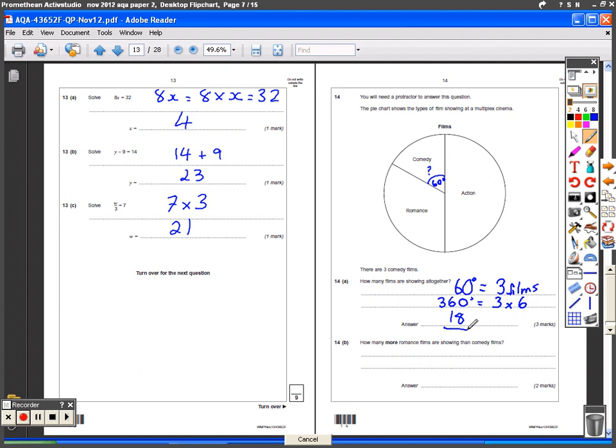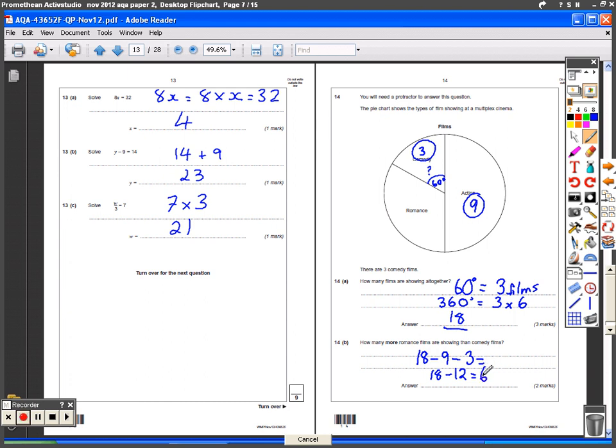How many more romance films are showing than comedy films? So romance, well, action is half of the amount. So we've got half of 18 in total. That will give us 9 action films. We know we've got 3 over here. So now if it's 18 in total, take away 9 for action, take away 3 for comedy. That gives us a total of 18, take away 12, which gives an answer of 6.